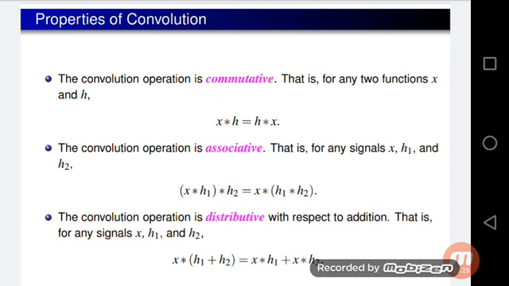Next, the convolution operation is distributive with respect to addition. That is, for any signals x, h1 and h2, the formula is x * (h1 plus h2) is equal to x * h1 plus x * h2.